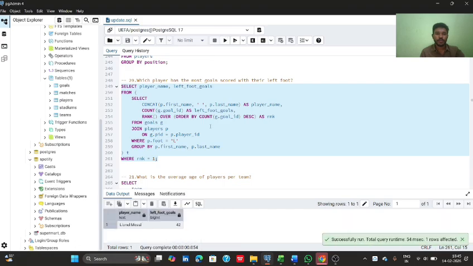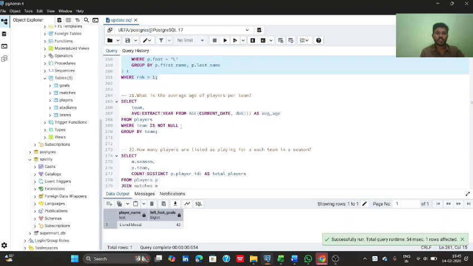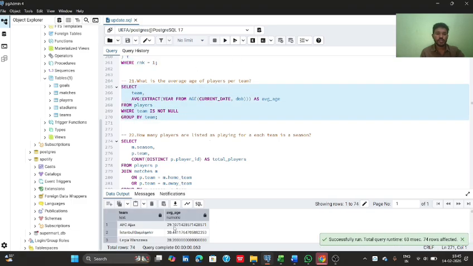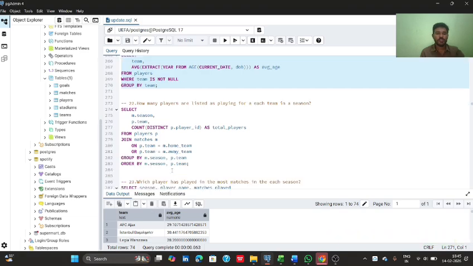Only Lionel Messi. Total goals 42. Next one is, what is the average age of players per team? Average age, it will be showing 29, 30, 28, based on the team-wise.